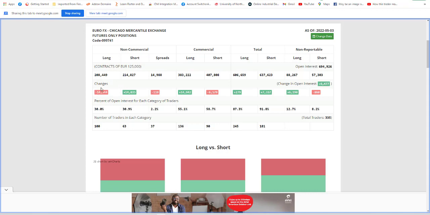Now, guess what? Long positions here were closed, meaning that the long positions the week before this particular 3rd was higher than 208,000. So the longs were closed. And guess what? Shorts were added. About 14,000 plus shorts were added.